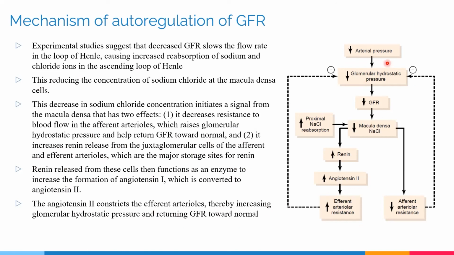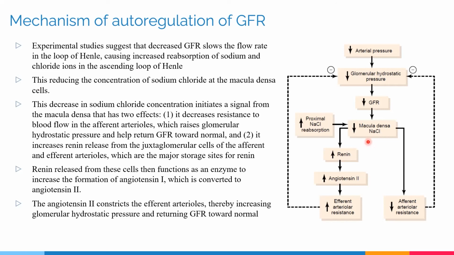Thus, this whole thing is shown as a flow chart in this diagram right here. When arterial pressure decreases, this causes a subsequent decrease in glomerular hydrostatic pressure. This decreases GFR. As GFR decreases, the glomerular filtrate stays in the loop of Henle and other parts of the renal tubules for longer, which causes higher amounts of sodium and chloride to be absorbed while the filtrate travels through the renal tubules. Finally, when the fluid arrives at the macula densa, the NaCl concentration is lower than normal.